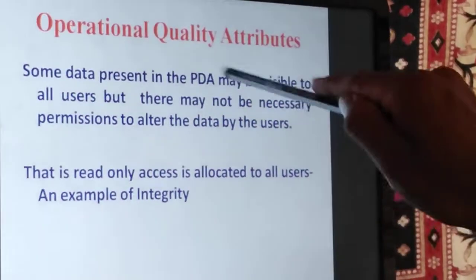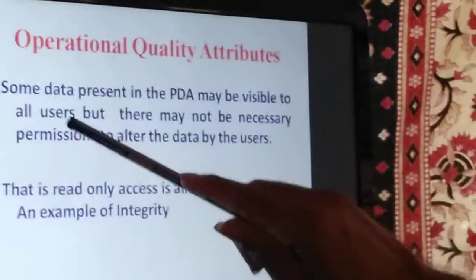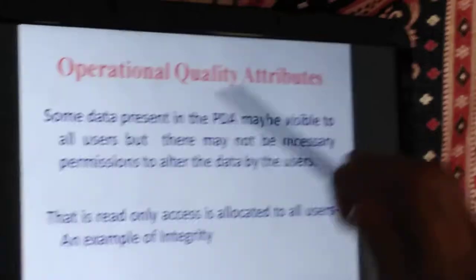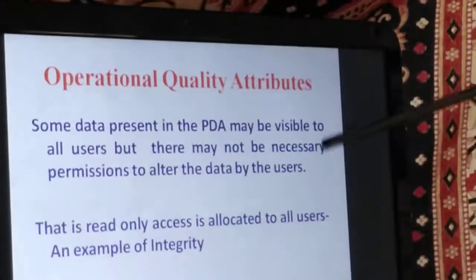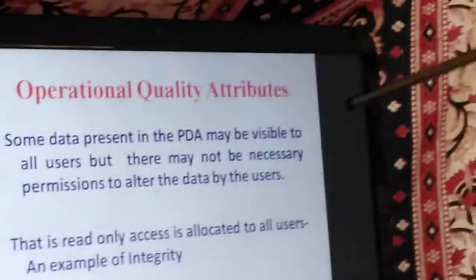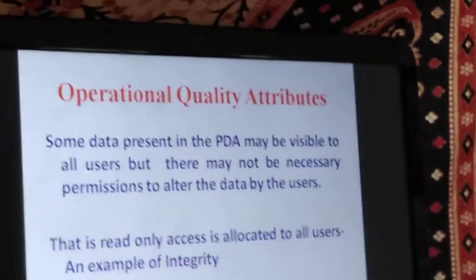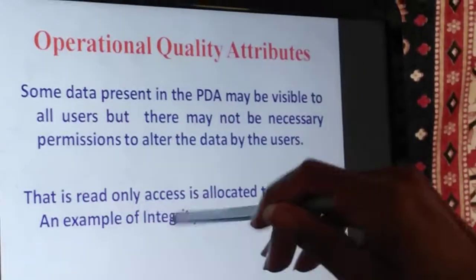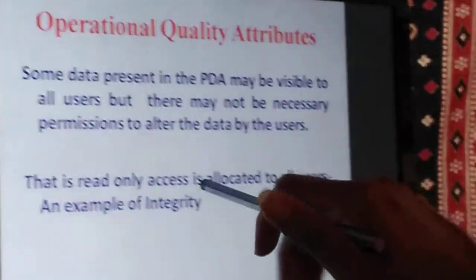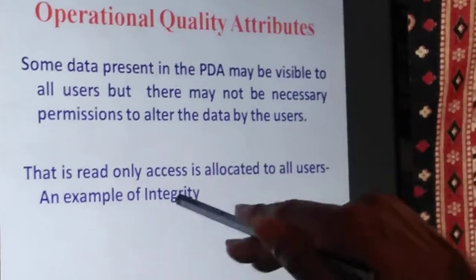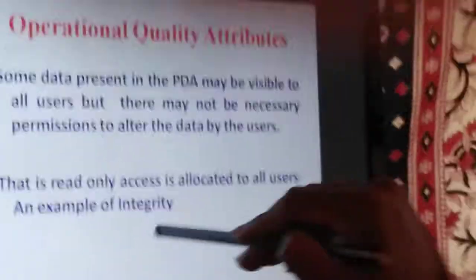Some data present in the PDA may be visible to all users, but there may not be permission to alter the data by the users. So the user can see it, but he cannot alter it. That is, read-only access is allocated to all users. This is an example of integrity. That is the meaning of integrity.